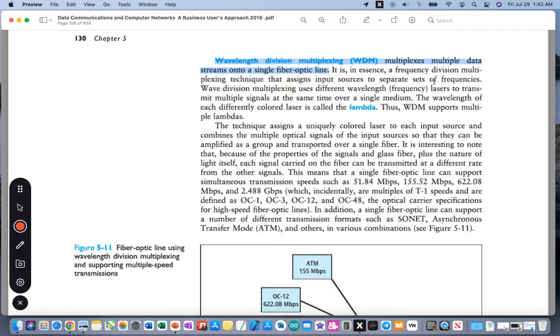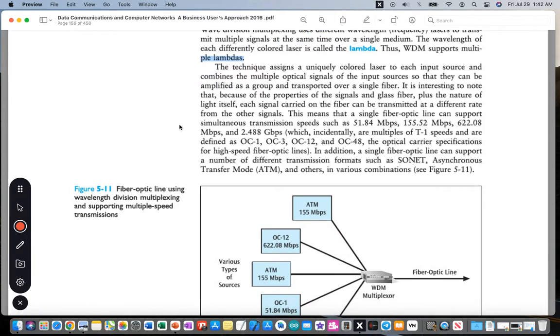WDM uses different wavelength or frequency lasers to transmit multiple signals at the same time over a single medium. That's so very smart. The wavelength of each differently colored laser is called lambda. Thus, WDM supports multiple lambdas. So it's FDM over fiber optics using different laser colors.